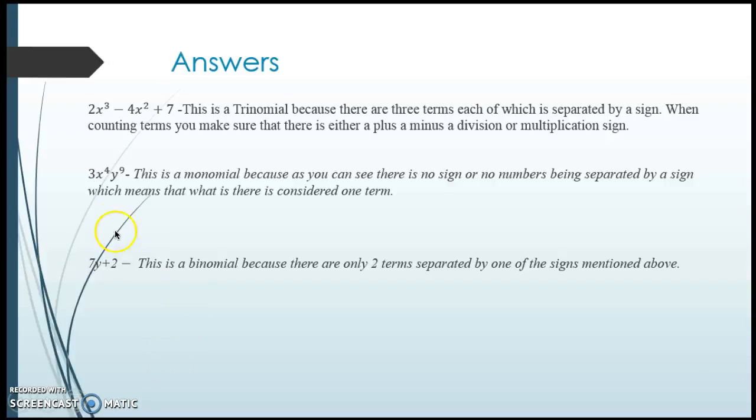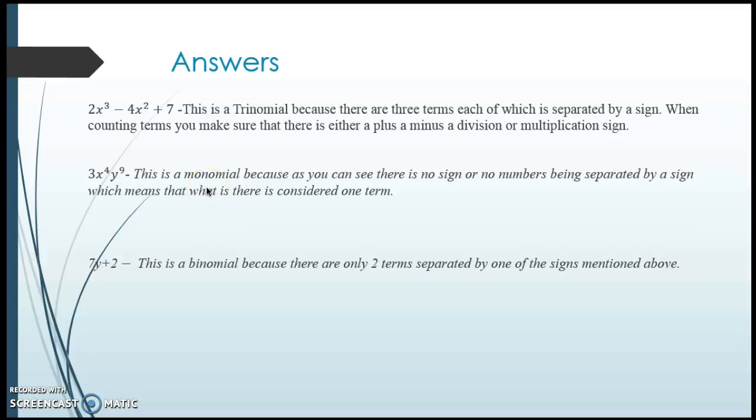Answers. 2x to the third minus 4x squared plus 7. This is a trinomial because there are three terms, each of which is separated by a sign. When counting terms, you make sure that there is either a plus, a minus, a division, or multiplication sign.